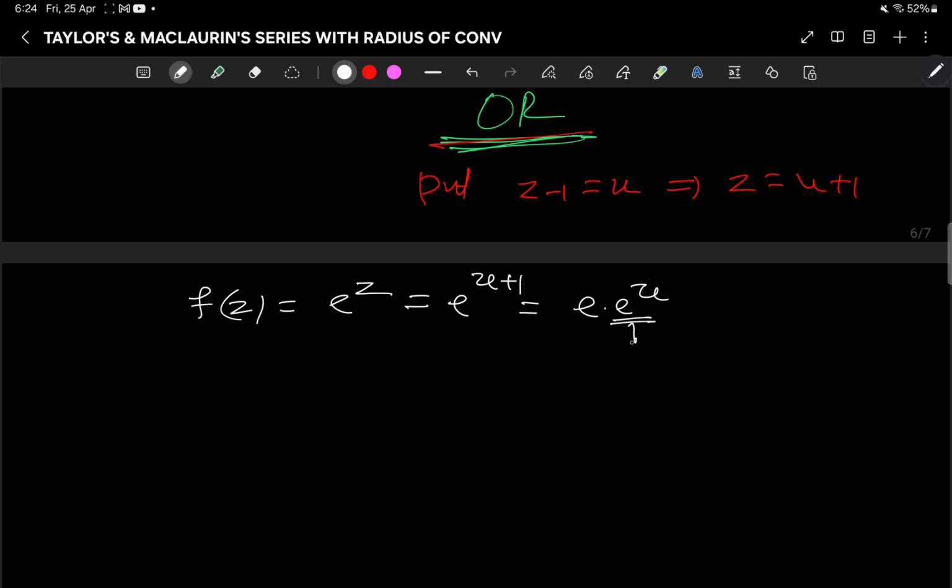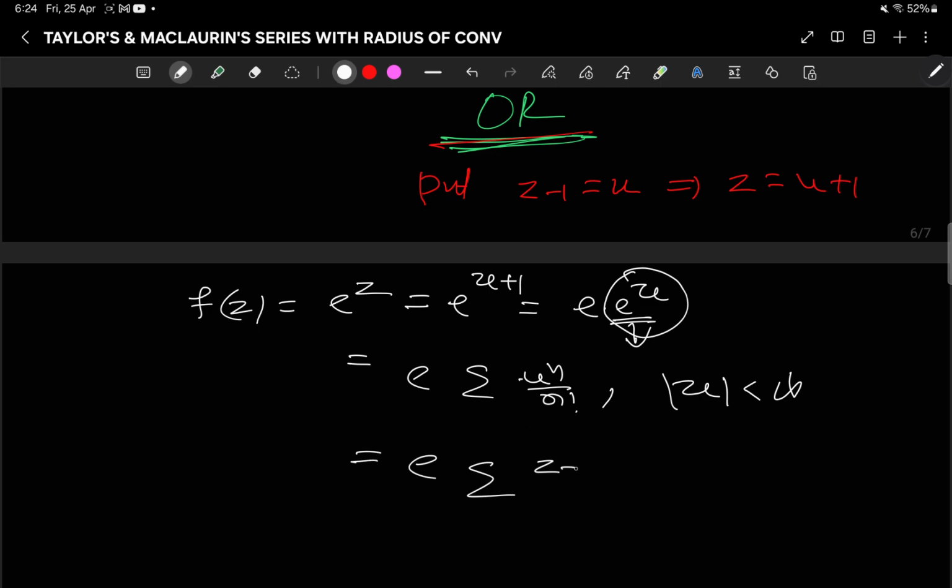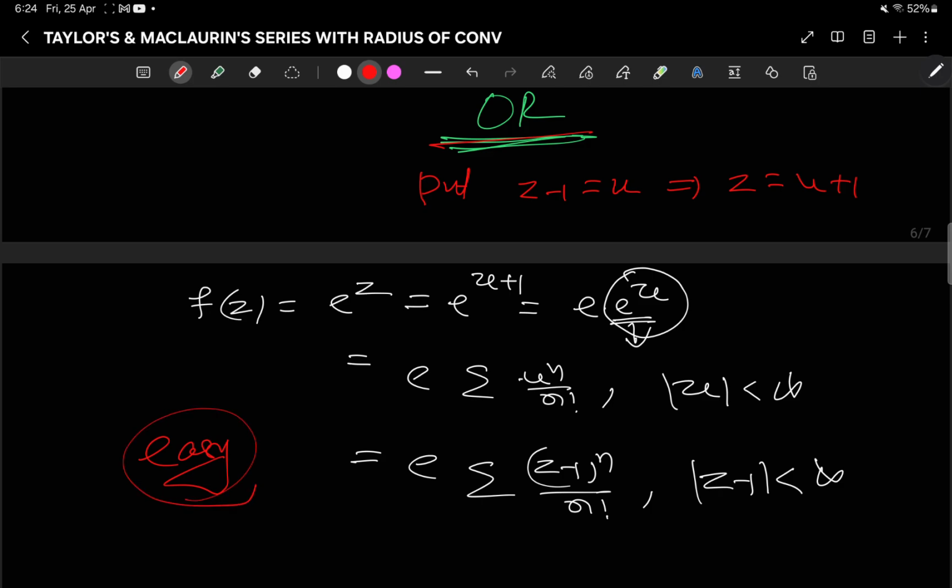Now you apply the expansion here. So this is equal to e times summation of u to the power n by factorial n, with mod u less than infinity, because it is the expansion of e to the power u. So you just write e times summation of z minus 1 to the power n by factorial n, with mod z minus 1 less than infinity. You see, now it is quite easy. If you remember this standard series, then it is quite easy now.